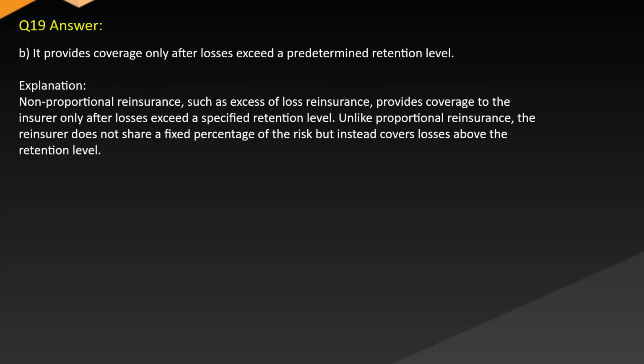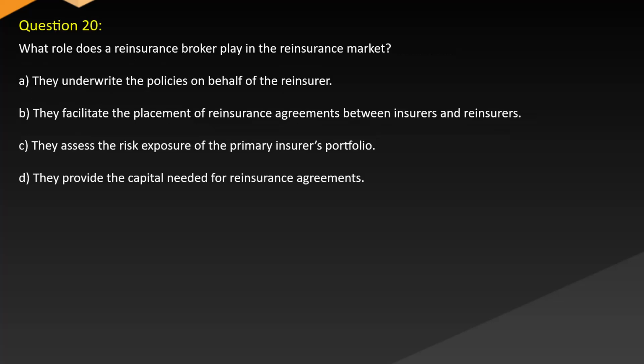Answer B. It provides coverage only after losses exceed a predetermined retention level. Explanation. Non-proportional reinsurance, such as excess loss reinsurance, provides coverage to the insurer only after losses exceed a specified retention level. Unlike proportional reinsurance, the reinsurer does not share a fixed percentage of the risk, but instead covers losses above the retention level. Question 20.